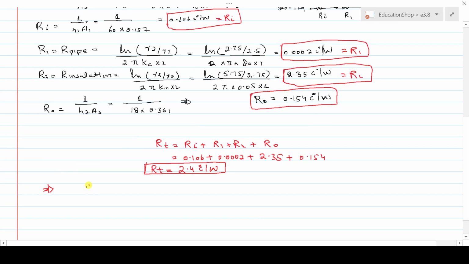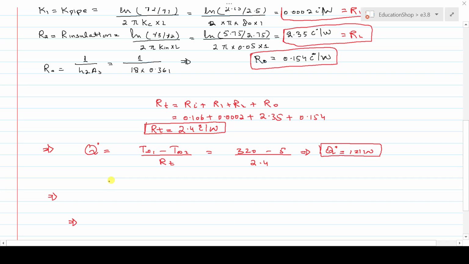Our first requirement is to find the heat loss through this pipe per unit length, that is equal to T infinity 1 minus T infinity 2 divided by the total resistance offered, that is 320 minus 5 divided by RT, that is 2.4. When you solve this on a calculator, you will get the heat loss through this pipe per unit length. It is almost 121 watt.